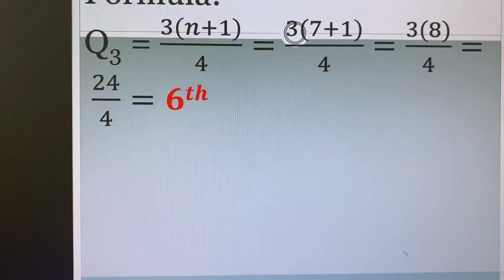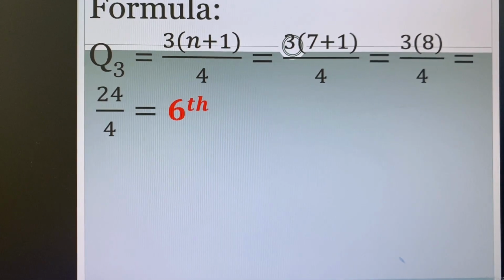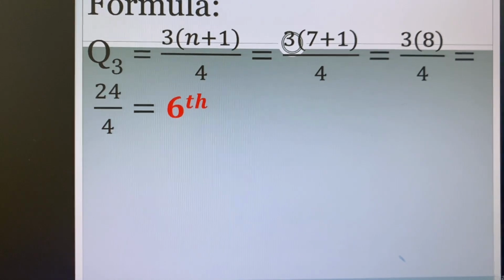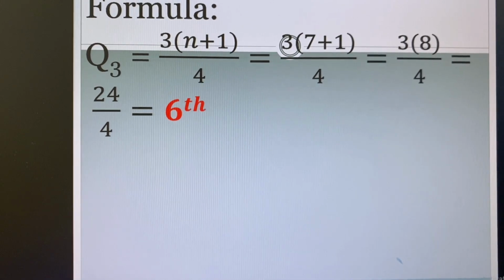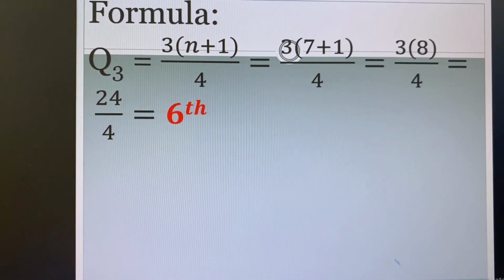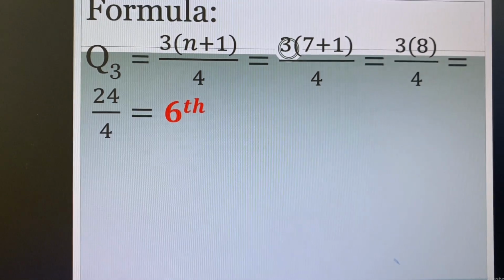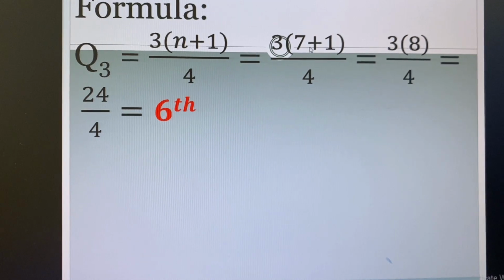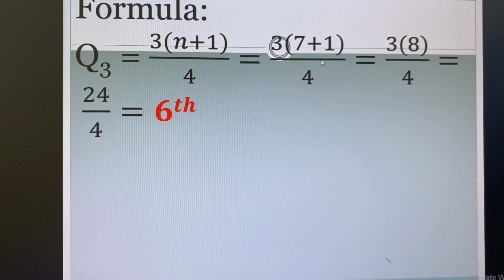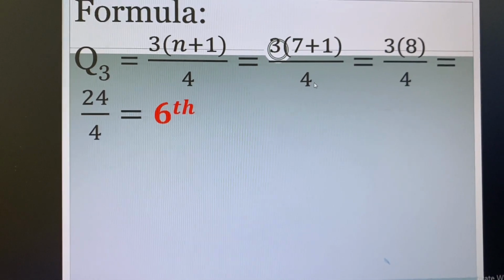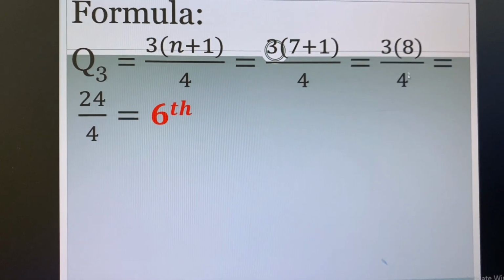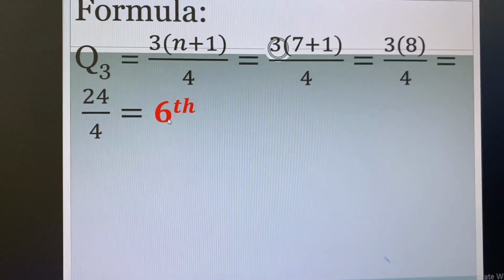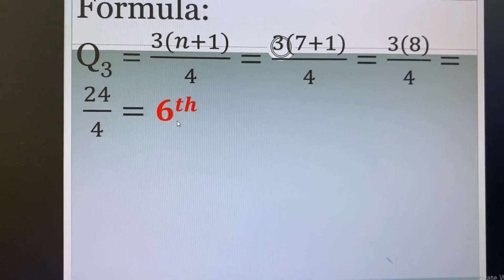Here's the solution. To find the upper quartile, which is Q3, you are going to use the formula 3 times (n plus 1) divided by 4, which is equal to 3 times (7 plus 1) divided by 4, which is equal to 3 times 8 over 4, which is equal to 24 over 4. Then the answer is 6.